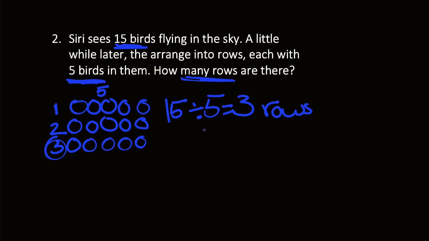It's always good to double check your answers and multiply 5 times 3, which is 15, and that proves that it's right. If we got perhaps 6 rows, we could do 6 times 5, which is 30, and 30 is not equal to 15. So we know that we did something wrong somewhere.